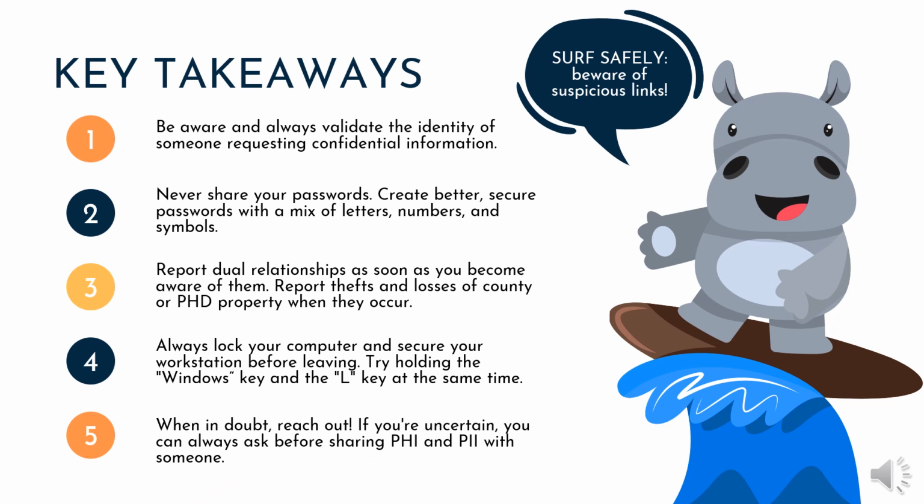You did it! Here are the final takeaways from this section. 1. Be aware and always validate the identity of someone requesting confidential information. 2. Never share your passwords. Create better, secure passwords with a mix of letters, numbers, and symbols. 3. Report dual relationships as soon as you become aware of them. Report thefts and losses of county or PhD property when they occur.